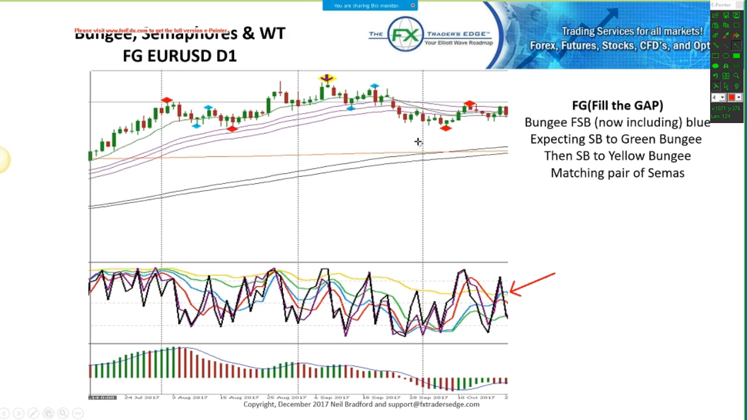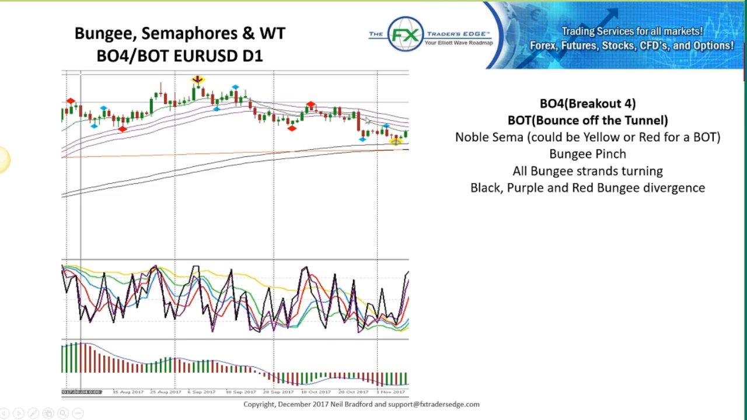We've still got our matching pair of red semaphores, so we're still quite happy about that, although the red could move to the right if it wanted, it doesn't matter. This could have gone to a new high if it wanted, it doesn't matter. The point is we've got a situation now where we think we might be going down. And we did. There it is. And we're already set now at the end of the fill the gap.